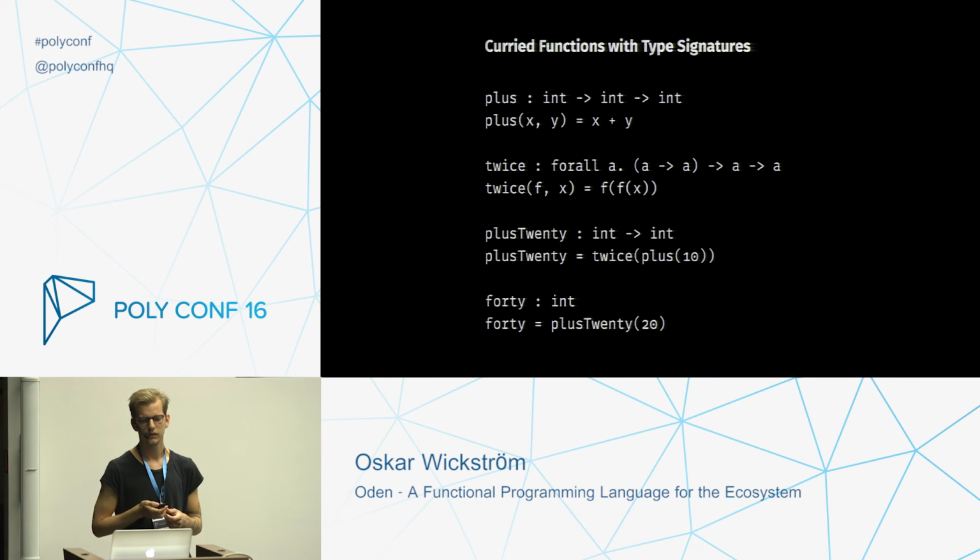Plus function, nothing special. The twice function, you can see it's polymorphic. The forall keyword here is used to introduce type variables into a signature. And unlike in Haskell, you have to write forall A to be able to use A. There's no implicit type variables based on casing. And plus 20 and 40 is kind of simple.